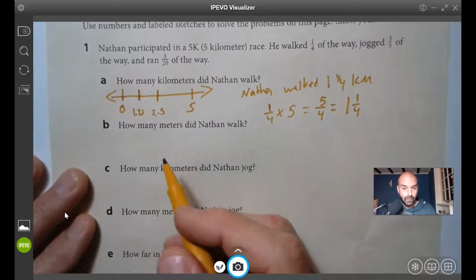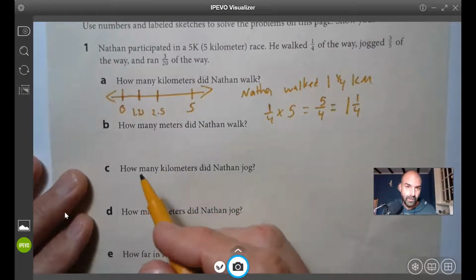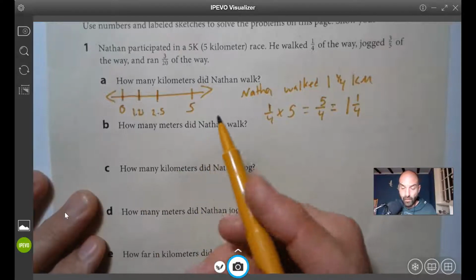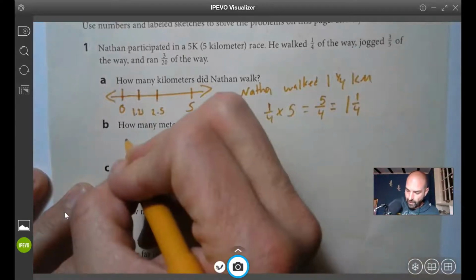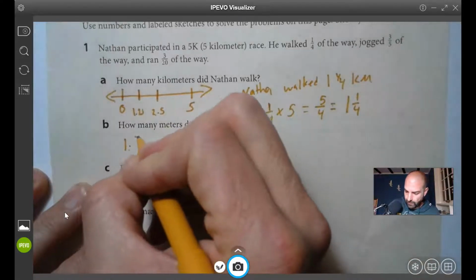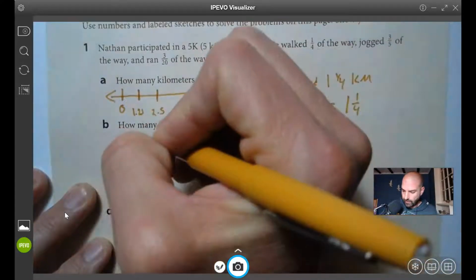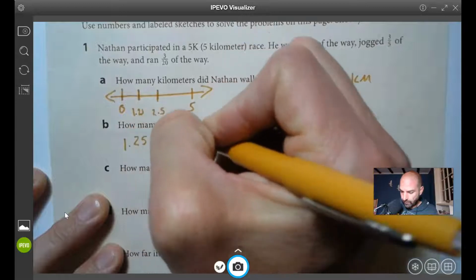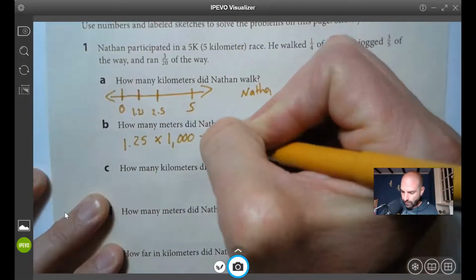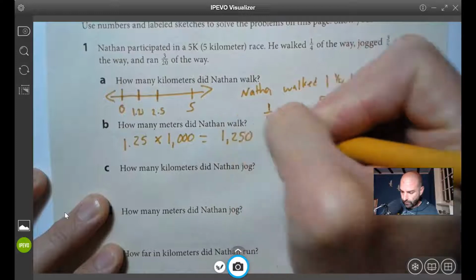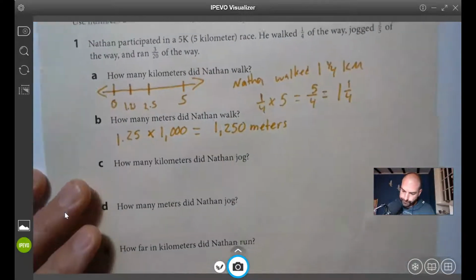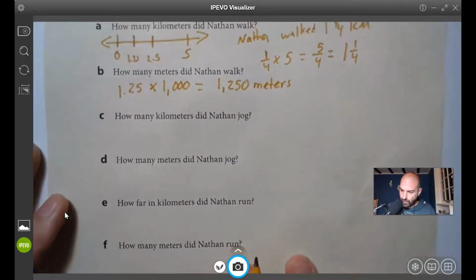This is the mistake I made. I was thinking there was 100 meters in a kilometer because I was thinking centimeters to meters. There are 1,000. So if we have 1.25 kilometers, and we are multiplying that by 1,000, that's going to say we are doing 1,250 meters. All right. How many kilometers did Nathan jog?